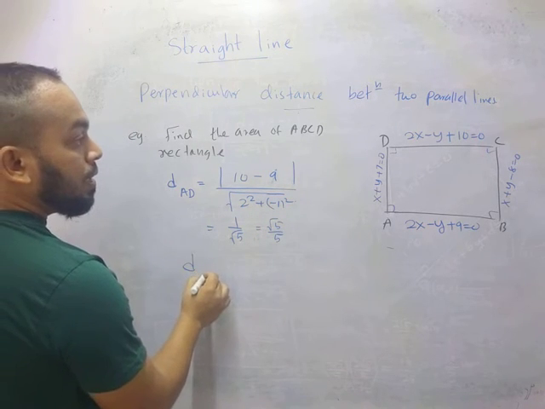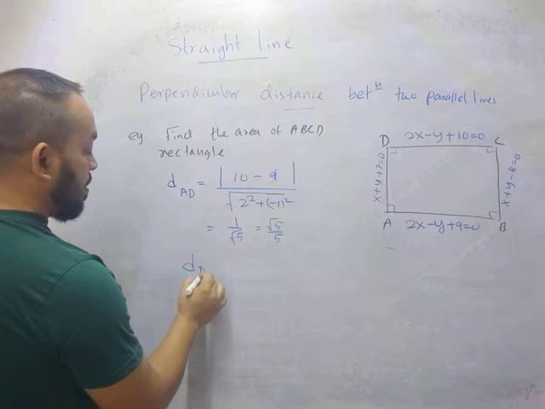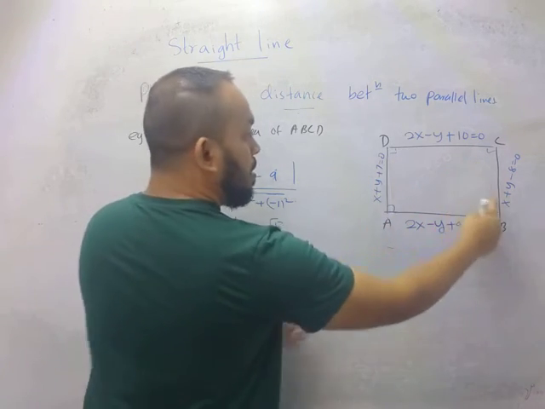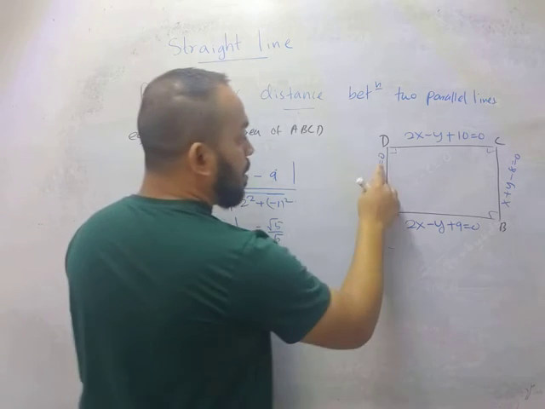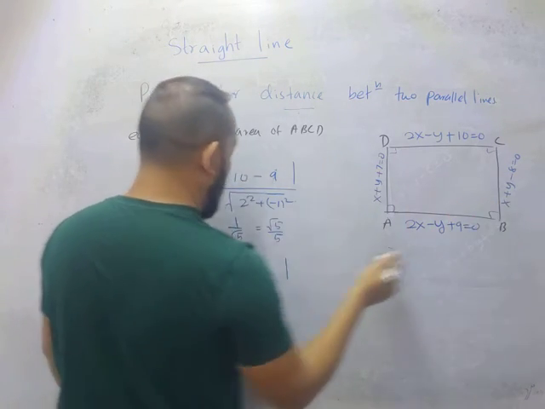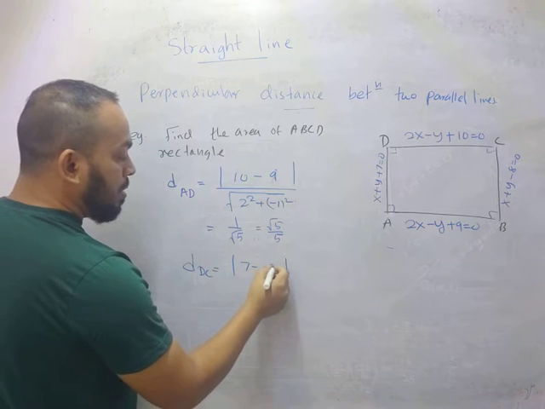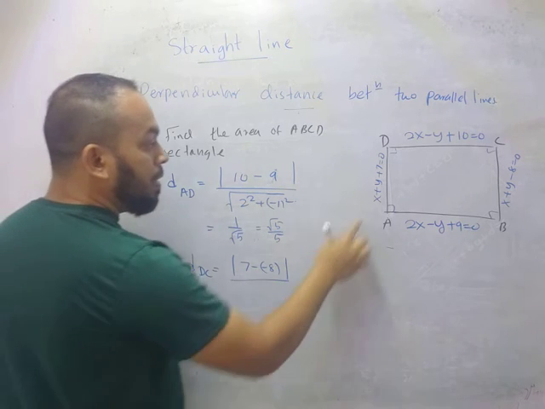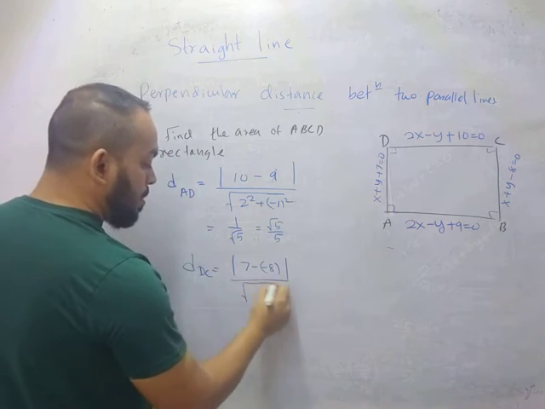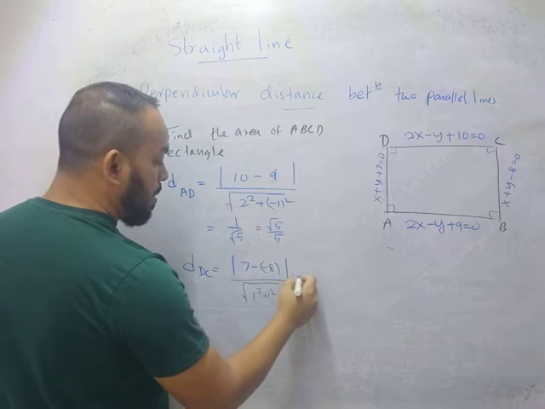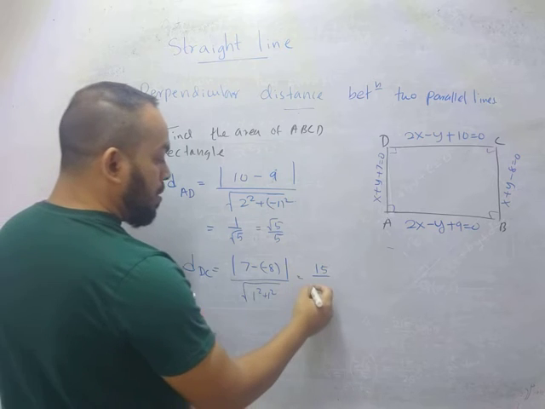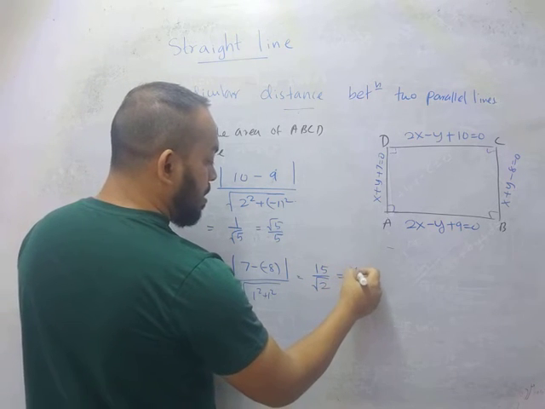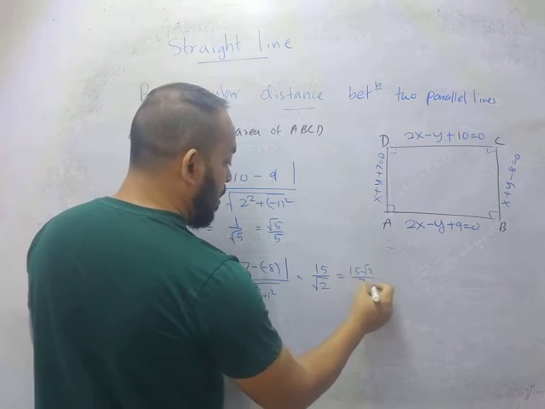Then DC, this distance. You have these two lines. Make them constant. 7 minus 8 divided by the square root of 1 squared plus 1 squared. This is 15 divided by square root of 2. So the answer is 15 root 2 divided by 2.